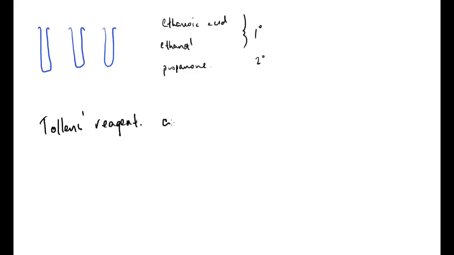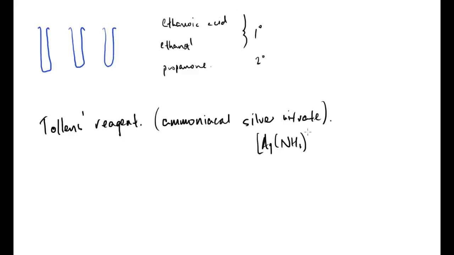Now, Tollens reagent is essentially ammoniacal silver nitrate solution, which actually exists as this complex ion. So anyone who's doing A2, you would come across this. So this is essentially what we're doing here. It's got this nice little complex ion, Ag(NH3)2+. Ooh, nearly got that plus.